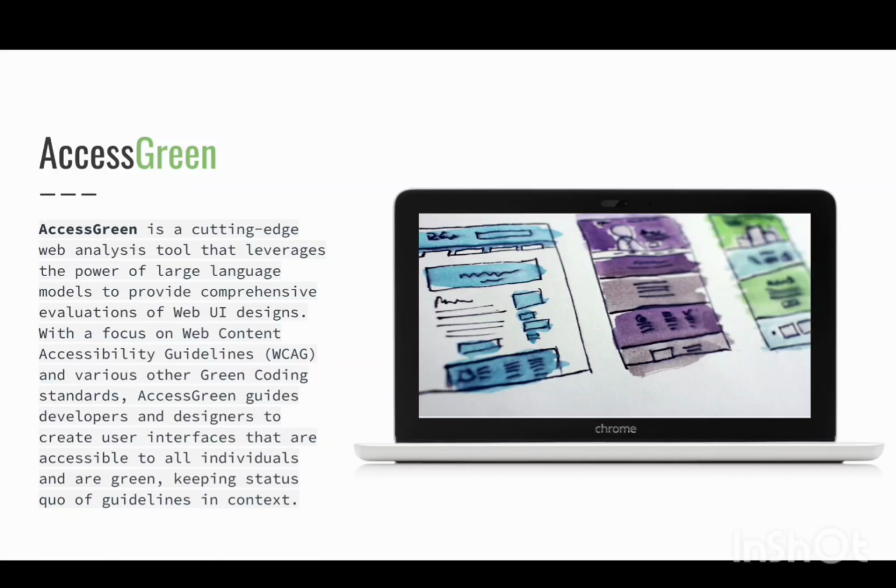AccessGreen is a cutting-edge web analysis tool which leverages the power of large language models to provide comprehensive evaluations of web UI designs. Basically, we have a ton of guidelines out there. To come up with something very comprehensive, we are planning a tool called AccessGreen.